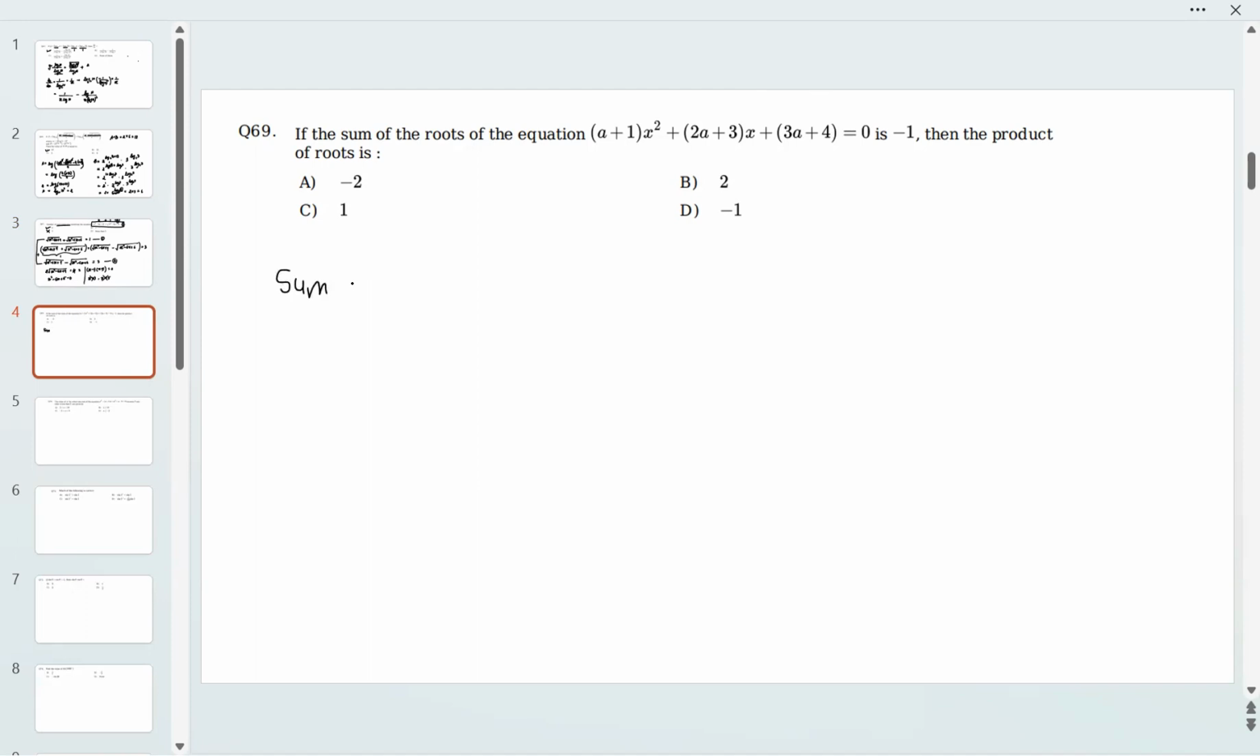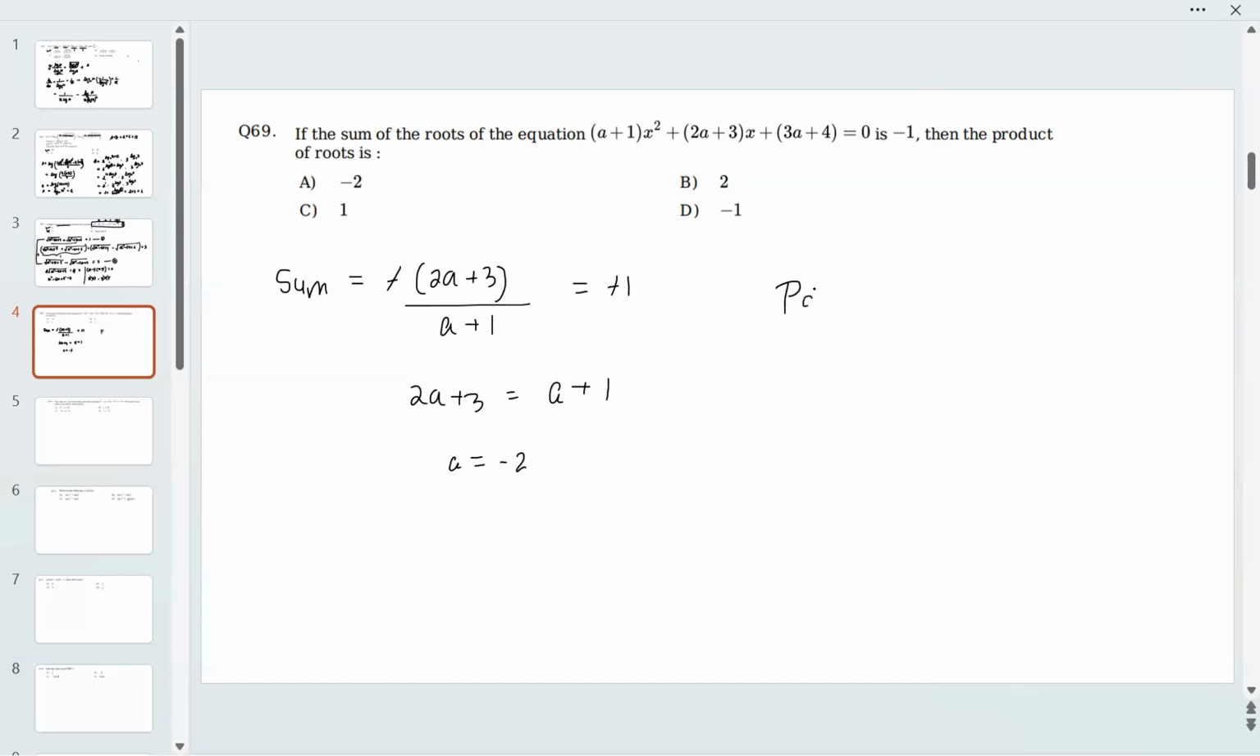As we all know, sum of the roots is minus b by a, which is here minus (2a plus 3) upon (a plus 1), and sum of the roots is given as -1. So if we simplify this expression, let us cross multiply. Minus, minus will get cancelled. So I will get 2a plus 3 equals a plus 1. So 2a minus a is a, and 1 minus 3 is -2. So we got the answer of a as -2.